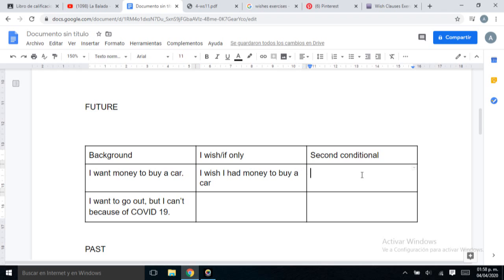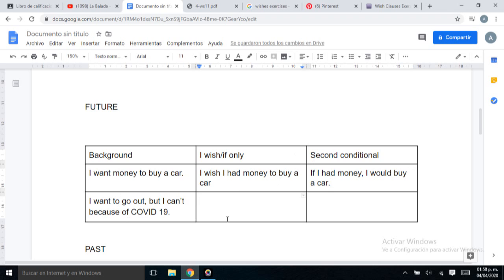Then what might be the sentence using second conditional? If I had money, what would I do with the money? I would buy a car. So it is exactly the same idea, but using different structures. What about the next one?